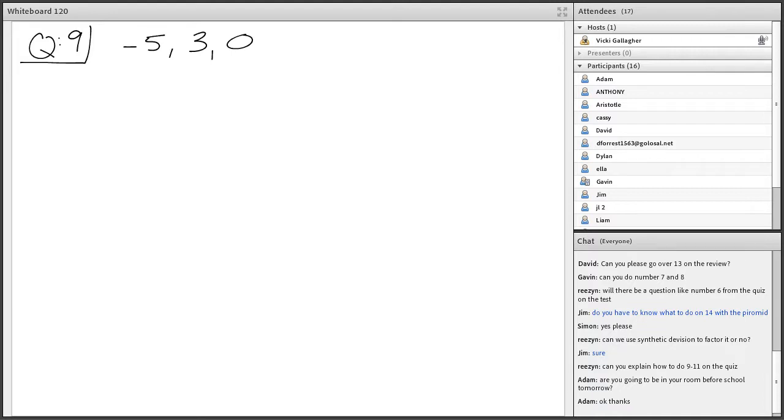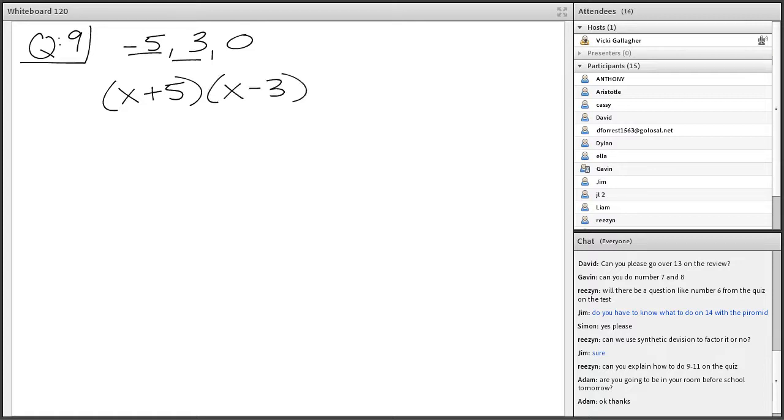Okay, so to get an answer of -5, I would need to have something that was like x plus 5, because then I would set that equal to 0, and I would subtract the 5 to the other side, and it would turn negative. And to get an answer of +3, I would have needed a parentheses that was x minus 3. And so basically you're just taking the numbers, putting them in a parentheses with an x, and changing the sign. So if it was negative, make it adding, and if it was positive, make it subtracting.